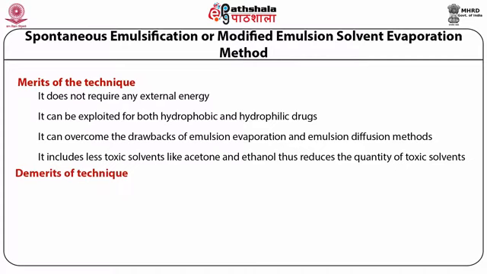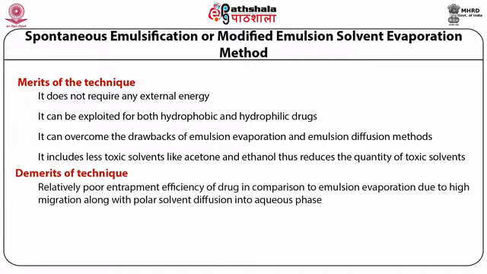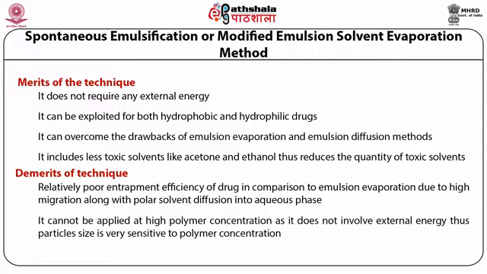Demerits of the technique. The first demerit is relatively poor entrapment efficiency of the drug in comparison to emulsion evaporation, due to high migration along with the polar solvent diffusion into the aqueous phase. It cannot be applied at high polymer concentration as it does not involve external energy. Thus, particle size is very sensitive to polymer concentration. Another important demerit of this technique is residual toxic solvent like dichloromethane or chloroform.